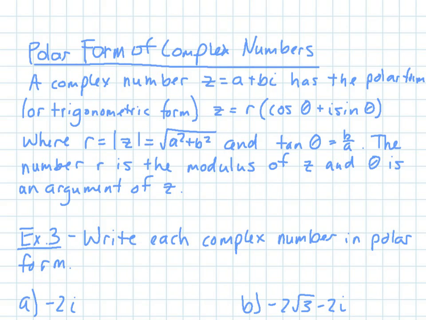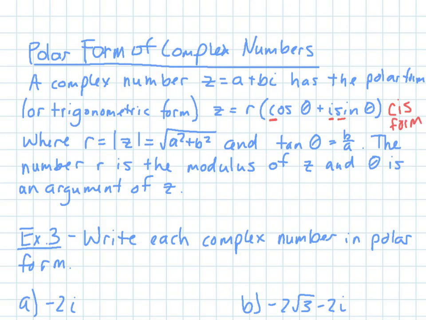Now the next thing is to be able to put these in polar form. A complex number z equals a plus bi has a polar form, or trigonometric form, so we're using cosine and sine: z equals r, the radius, times cosine theta plus i sine theta. Another way of saying this form, for shorthand, is cis form, because you get the cis. We'll use that shorthand on our tests and stuff like that.